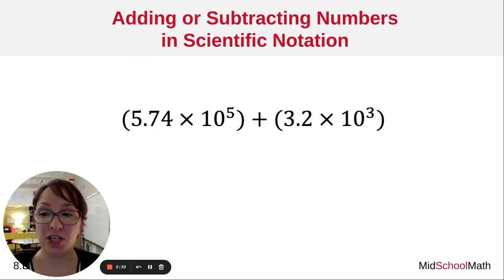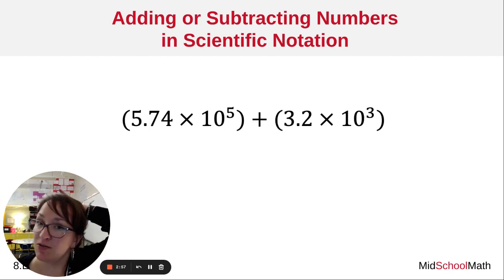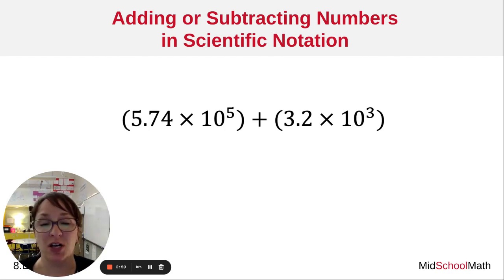For all of our addition and subtraction, we do need to have our powers of 10 in the same exponent. It is up to you whether you want to change one of the numbers. I would change the smaller power of 10 to be bigger to match the larger power of 10. Your other option is to turn both numbers into standard form, do the addition or subtraction, and then convert them back to scientific. I will show you both ways, and you're going to just choose whichever one makes more sense to you.